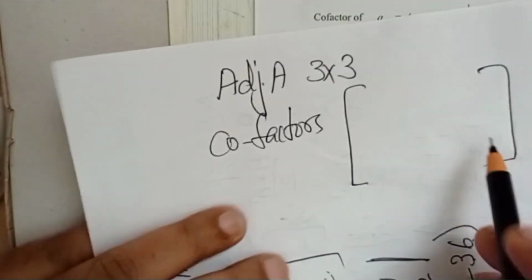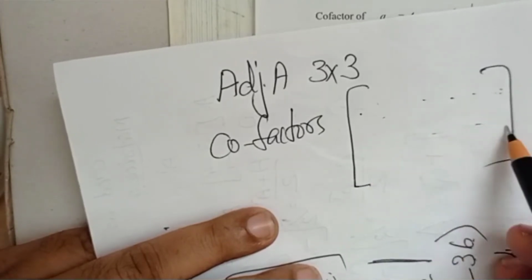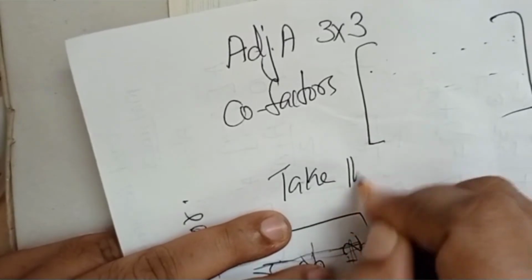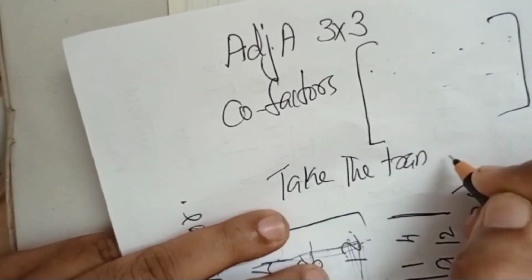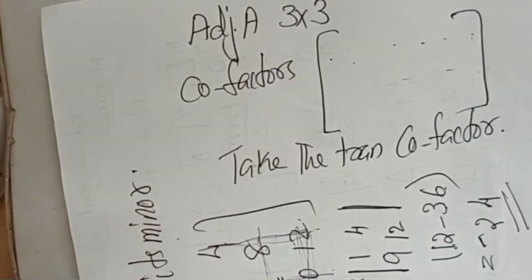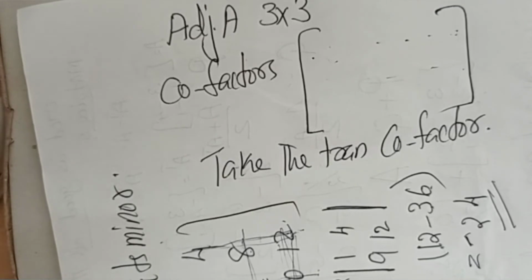Then you will get a matrix of the cofactor of each element. Then take the transpose of the cofactor matrix. That will give you the adjoint of that matrix.